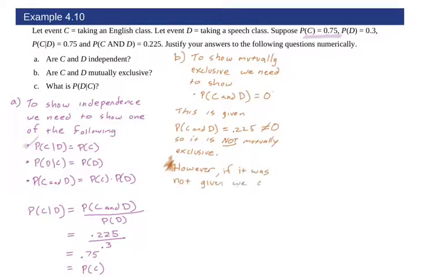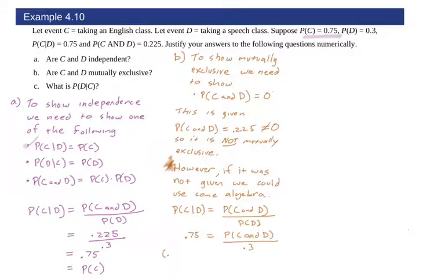However, let's just say it wasn't given to us. How could we calculate this? Let's use some algebra here. There's our original definition, in which we know the probability of C given D is 0.75, and the probability of D is 0.3. That's given to us. We're just going to plug this in for the conditional probability here. And if we move things around, multiplying both sides by the denominator, we get the probability of C and D is equal to 0.75 times 0.3, which in fact is not equal to 0. So there's another way to just use the formulas in order to show that.